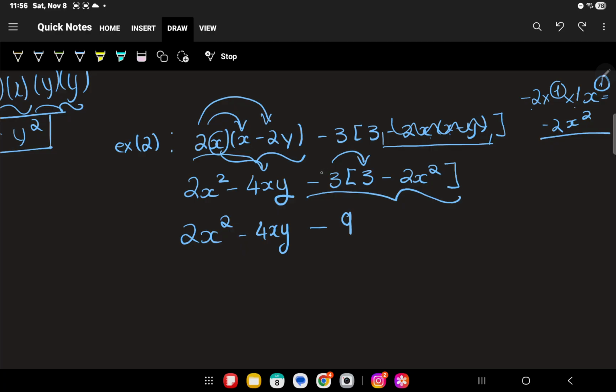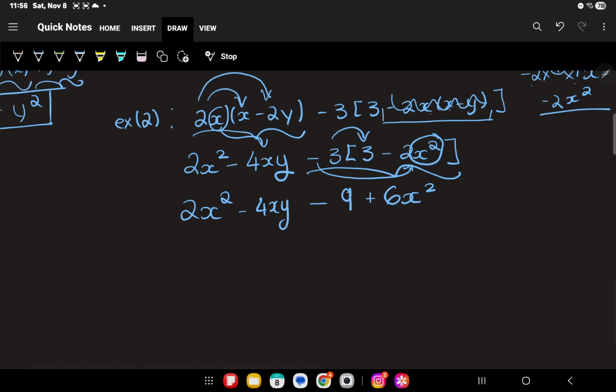And then now, negative 3 times negative 2x squared. You see that the x squared is on its own, so we can put the x squared here, and we can move it down, and then negative 3 times negative 2 is positive 6. Right? So we can have positive 6. So this is what we have so far.